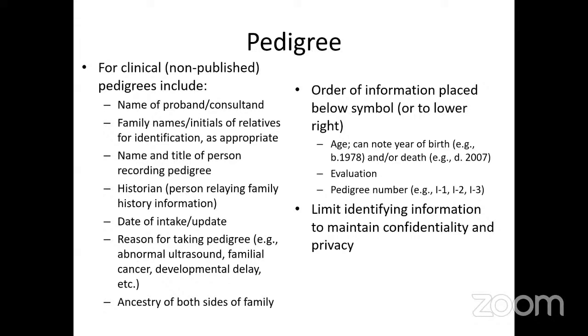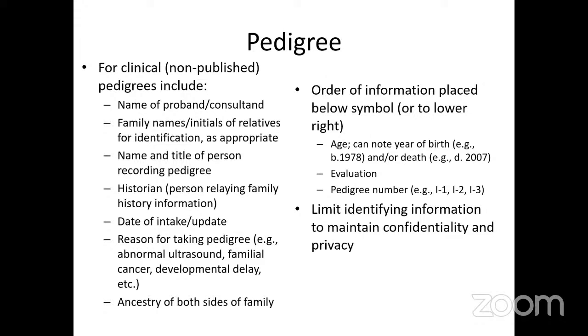And we need to follow this principle: order of information is placed below the symbol or to the lower right. One is age. Ideally you should write the date of birth, because the age as of today may be different when we are reviewing this case sequentially down the line. So it is better to write the date of birth. Or if there is a death, you should write the date of death also. And evaluation: what evaluations have you done? Echocardiography, ophthalmic examination, karyotype, we need to write next.